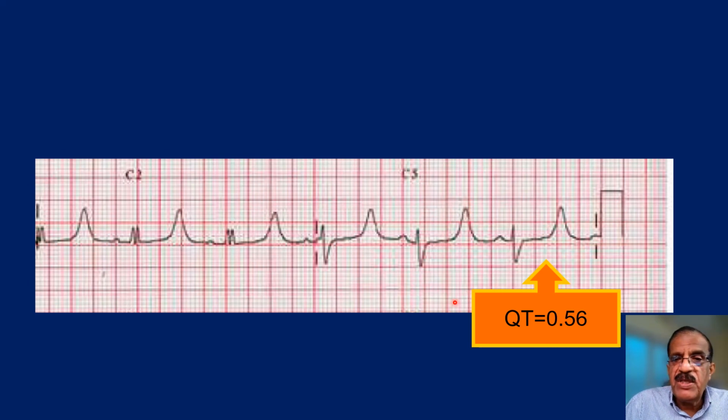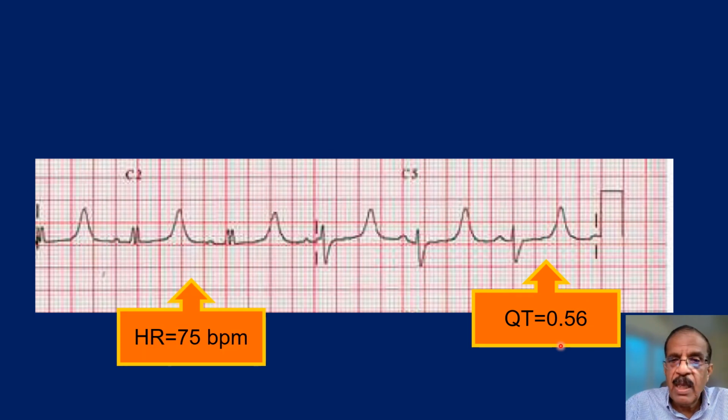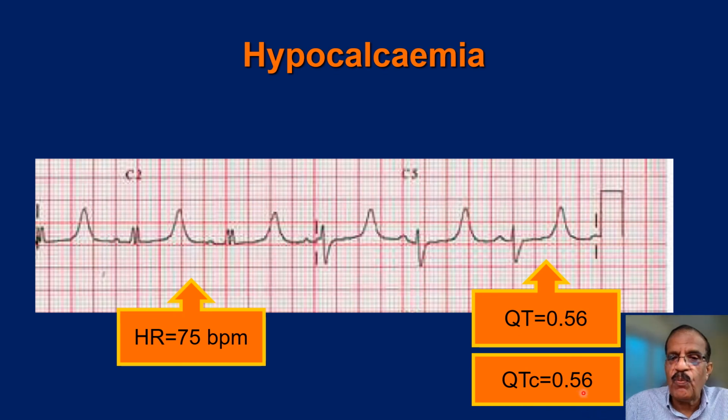See, I just measured from the beginning of the QRS complex to the end of the T wave. This is 0.56, which is longer than normal. Normal is 0.40, 0.405 max. So QT is prolonged. But before we say it is prolonged, we need to correct it for heart rate. In this case, heart rate is 75 beats per minute. If heart rate is normal, then observed QT will be the same as QTc. So QTc is also 0.56. That means that condition is fulfilled.